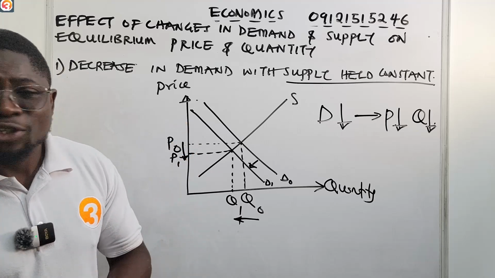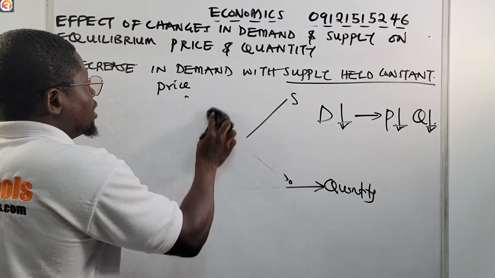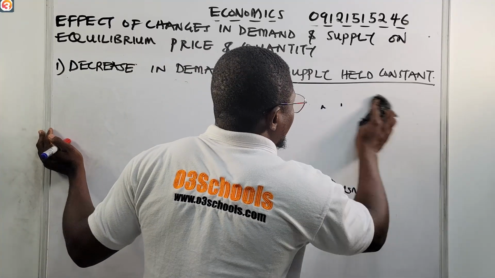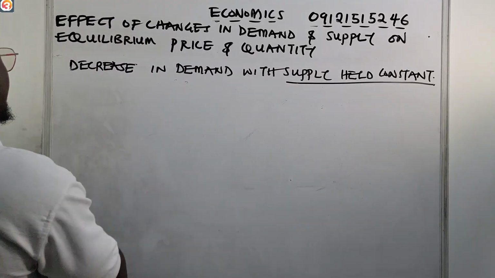Now let us go to supply. Supply is not that sweet. Let us go to supply, but it's also very easy so long as you understand the graph and the curves. Okay, so now let us go to the next scenario. That is number 3 now.